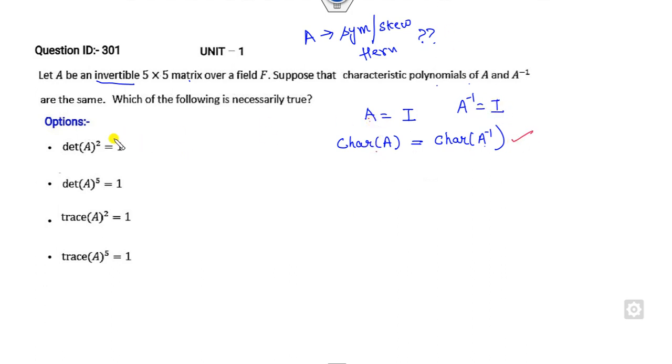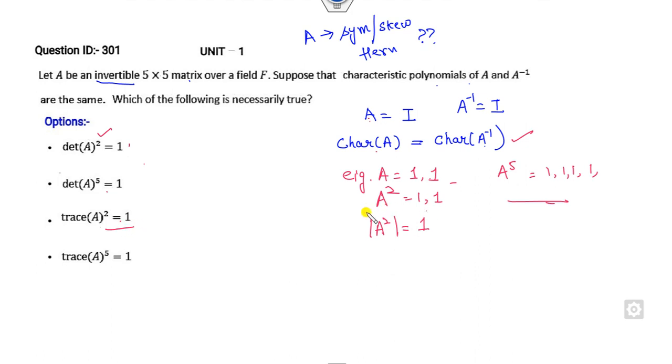Now what are the eigenvalues of A? 1 and 1. What are the eigenvalues of A squared? 1 and 1. So the determinant of A squared is 1, so that could be the answer. The determinant of A to the 5 is again 1, since all eigenvalues are 1, so the determinant is also 1. Now the trace of A squared is 2, which is not 1, so this option is cancelled out. The trace of A to the 5 is 5, so this option is cancelled out.